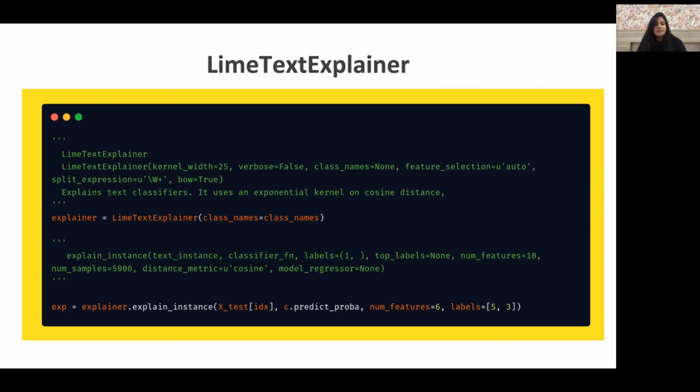Then once you have created an explainer object, next what you'd want to do is call the explain instance. You can actually choose any index from your test set, and have the prediction probabilities. The number of features here is 6, and the class labels are 5 and 3. So basically, let's say 5 is HTML, 3 is a CSS question. You're trying to understand why an HTML question could be tagged also as a CSS and vice versa.